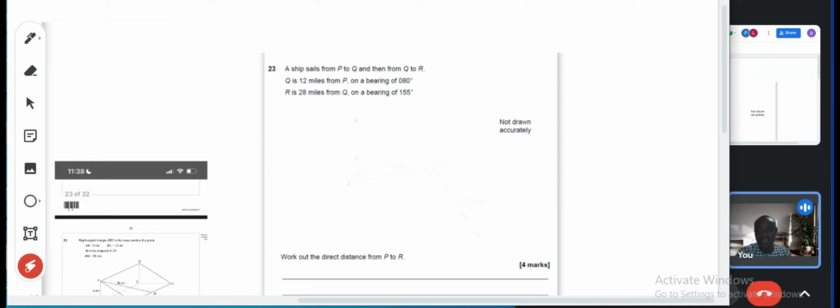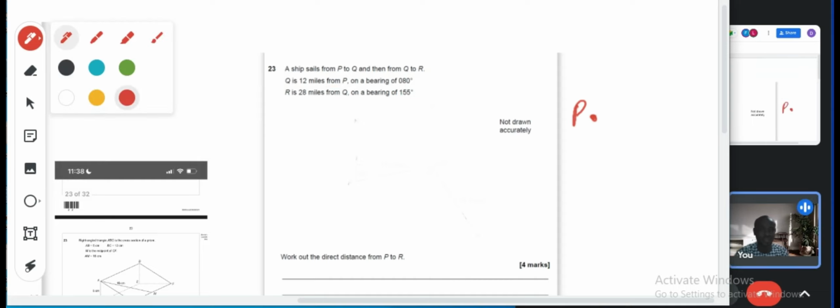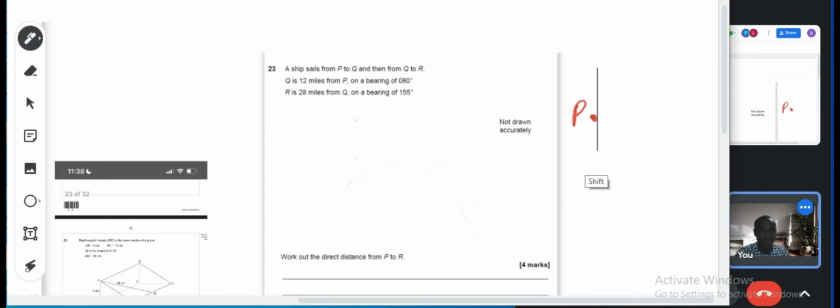It says a ship sails from P to Q. Q is 12 miles from P on a bearing of 80. So you start from P. You mark a point and call it P. Wait, don't you first draw the north line? Exactly. First of all, you need to mark a point, to know where to draw the north line. It has to be at a point. You draw your north line at that point, P.